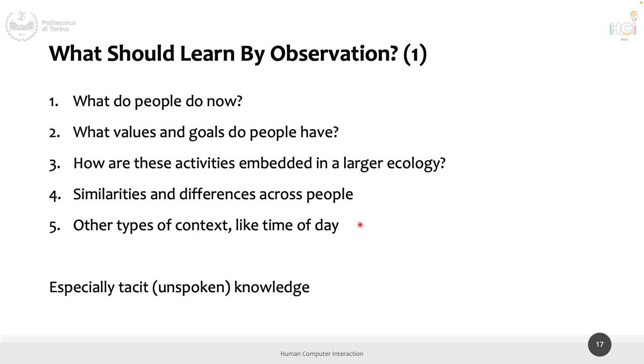Similarity and differences across people: maybe you're serving multiple nurses and they will behave slightly differently from one another. And other types of context, like time of the day. Is the morning shift the same as the night shift, in all the things they are doing and the behavior they have? Or are there differences? Maybe there are activities that are common and other things that don't happen. Maybe in the night shift you don't have visits of external people, but in the morning shift you have. And so you have to accommodate your activity with this.